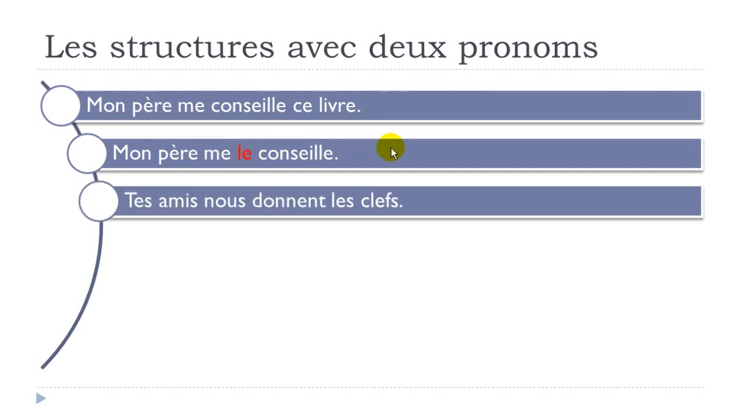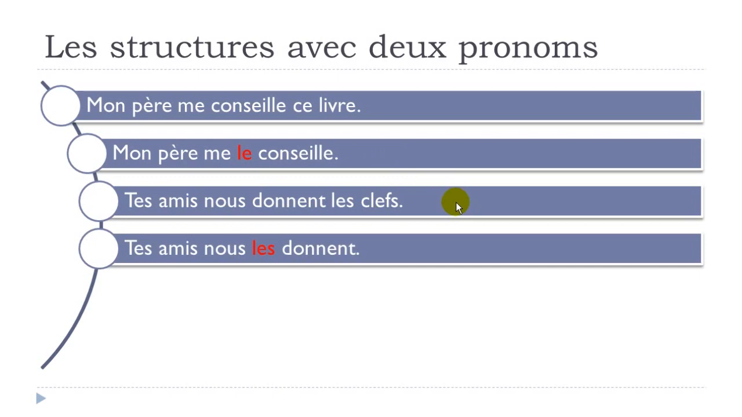Second example, tes amis, your friends, donner is to give, les clés, the keys. Okay, tes amis nous donnent les clés. So we want to replace les clés, so we should replace it with the plural form, les, and then remember, first nous, then les, and after that the verb. Tes amis nous les donnent.